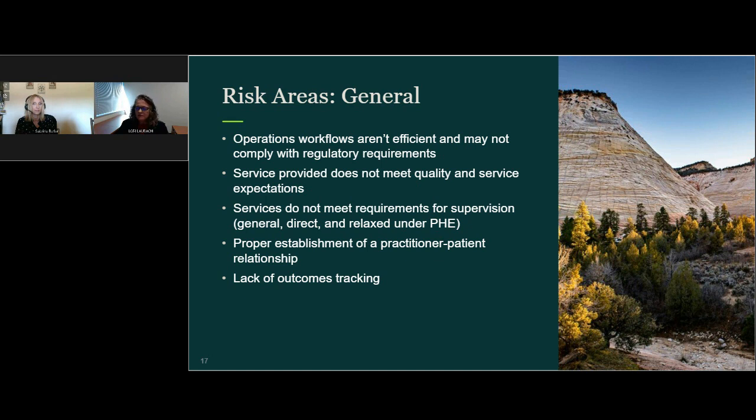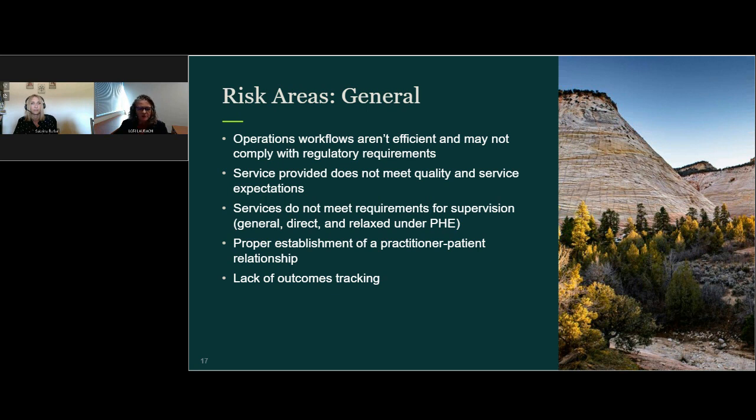We know that the Office of Inspector General has brought up several times about quality and service meeting the service expectations of the patients. So we want to make sure that when we do our reviews, we're looking at this from not only a coding and documentation perspective, but also whether or not there are any concerns about whether this is the right method to provide the care to the patient.